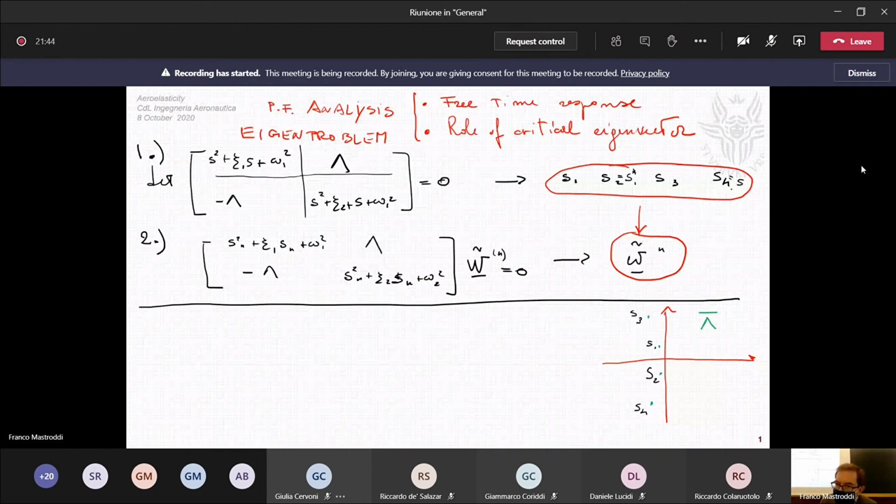Note that, please, this is important. We have a system with real coefficient. When you take this determinant, you will obtain a characteristic equation with real coefficient. Therefore, your roots are necessary real or complex conjugated.